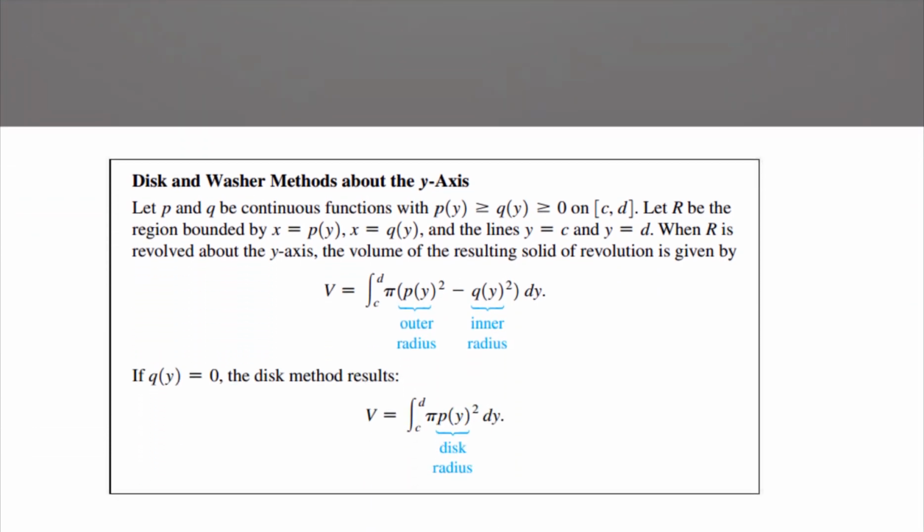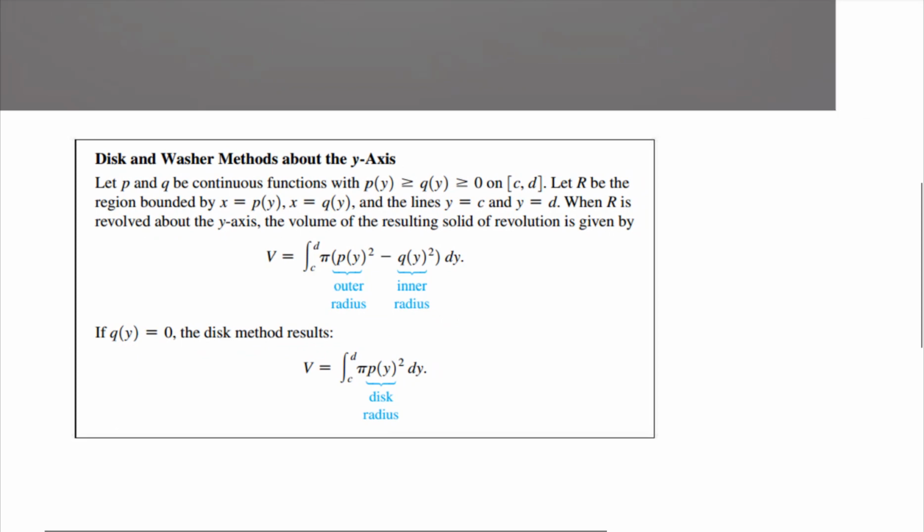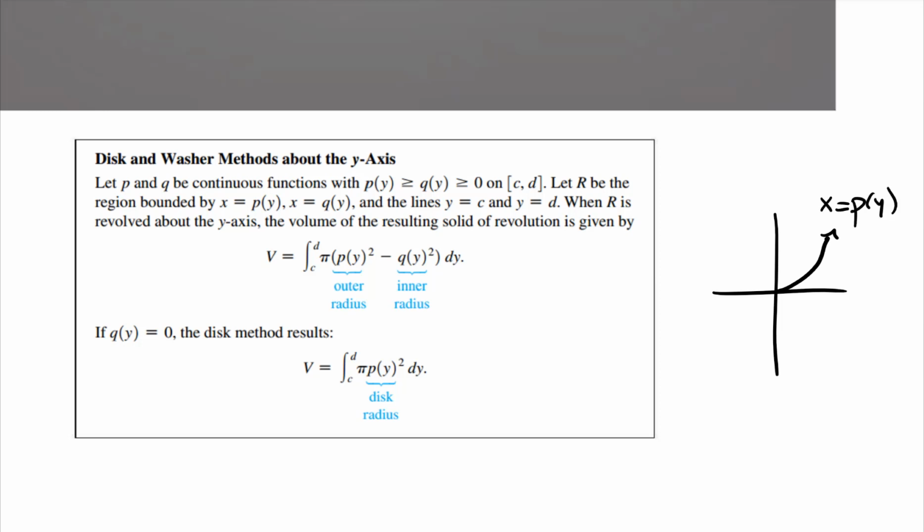So there's our definition of the disc and washer methods about the y-axis. I don't want to put a lot of time into this. We're going about the y-axis now, not the x-axis. So if we just had some function, but now this function is x equal to, I don't know, p of y, we're going to go this way, where our radius is actually going to be the height x.